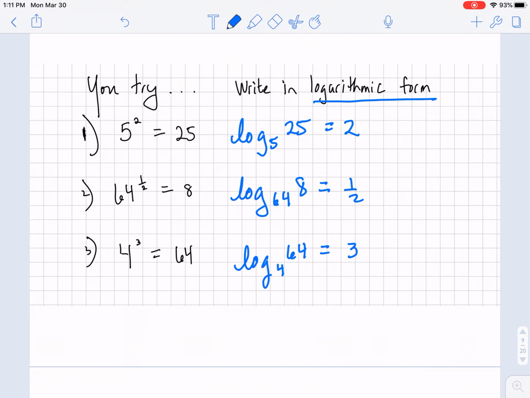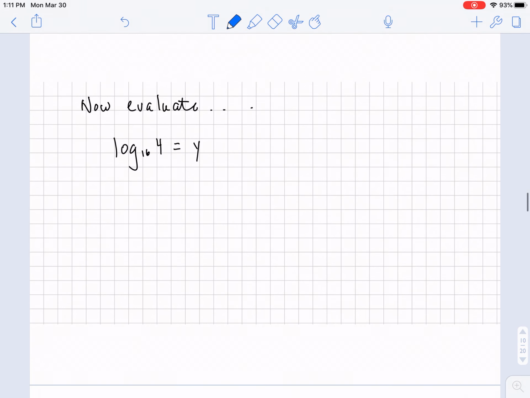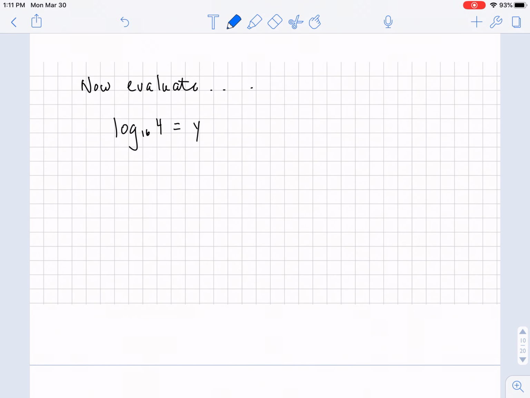Okay, moving on. All right, now we're going to do something a little different. Now we're evaluating, okay? So I want you to think of it. Log base 7 of 49 is equal to 2. So think about this. If I was going to write that in exponential form, it's 7 to the second equals 49.